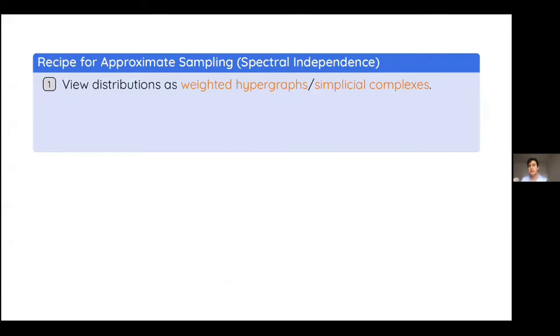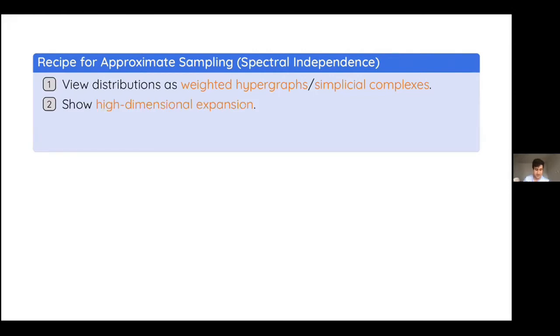So now I want to give you a high-level overview of this spectral independence approach that I've been mentioning. The high-level recipe here is, if you want to sample from a combinatorial distribution, like I mentioned, you first have to do some transformation to make it a distribution on the hyperedges of a hypergraph. So think of it as a distribution on size k sets out of a set of n elements.